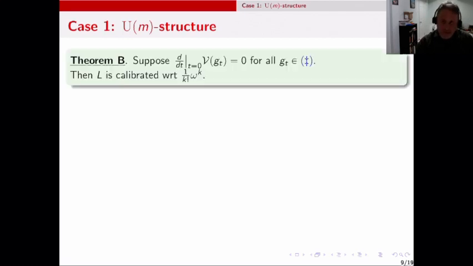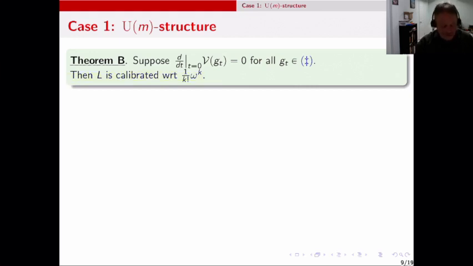Let's look at theorem B in the case of a UM structure. Remember, theorem B says if it's critical, then the submanifold had to be calibrated. That's exactly what we're saying. So suppose that the metric G at time 0 is critical for the volume functional with respect to this special class of metric variations we just talked about. Then the submanifold in fact has to be an almost complex submanifold.